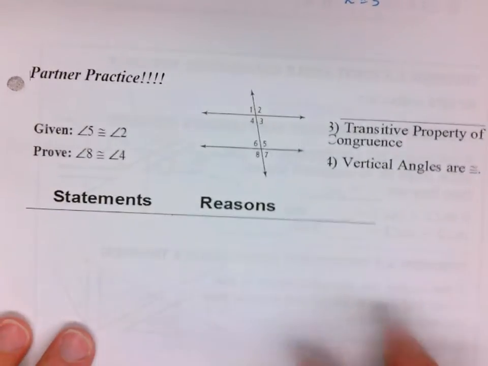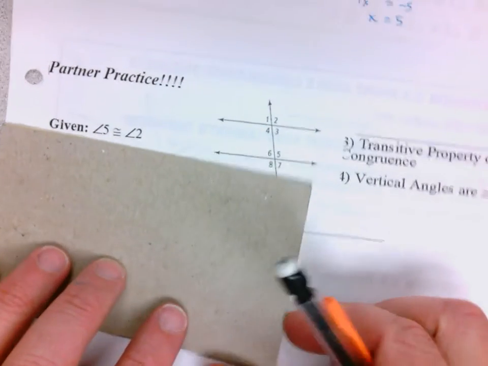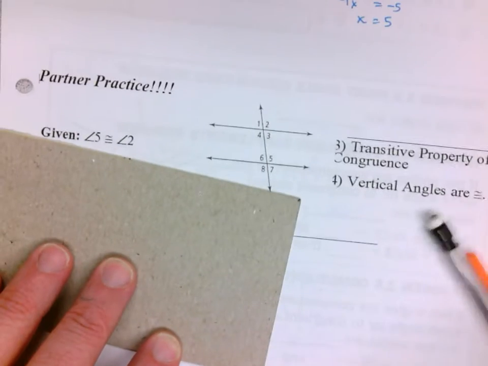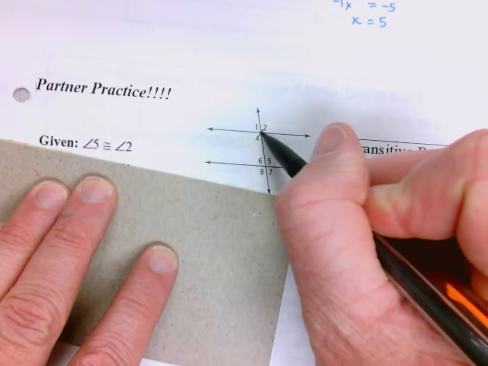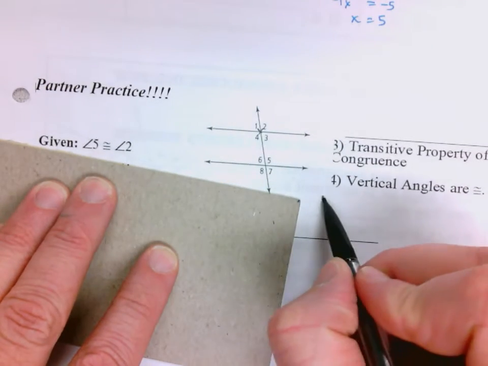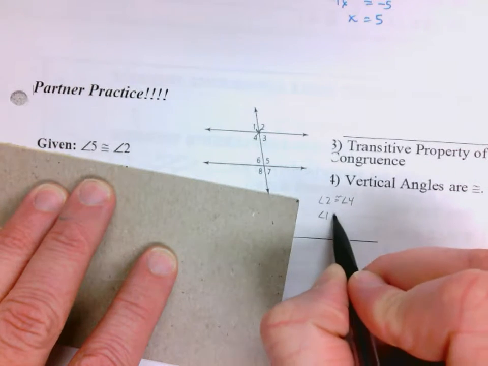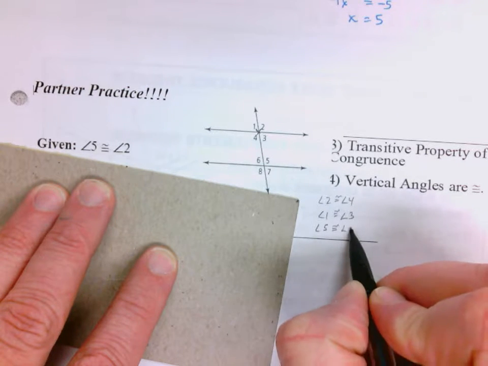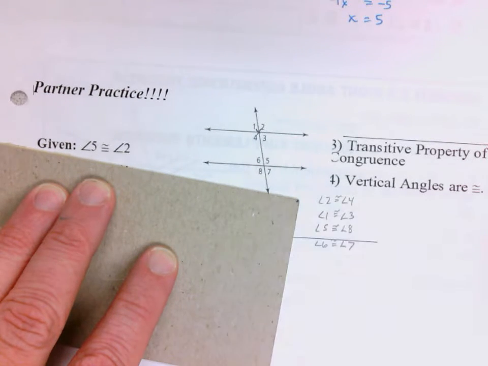Last one, partner practice. This video's getting a little long here. So again, thinking through this, cover up what it says you're trying to prove. What do I know here? Well, I know that all the vertical angles are congruent. So I could list all those. 2 is congruent to 4. 1's congruent to 3. 5's congruent to 8. 6 is congruent to 7. Any one of those I could use. I'm not going to use all of them.